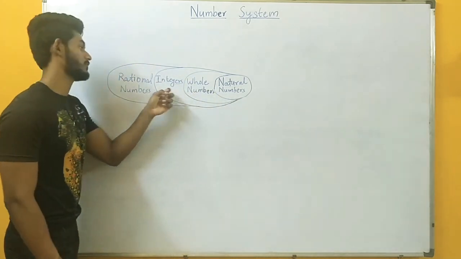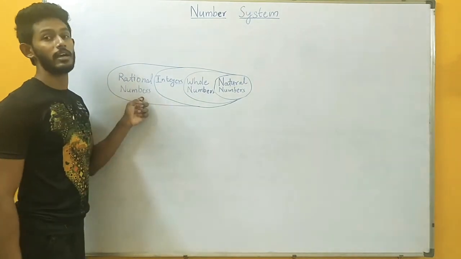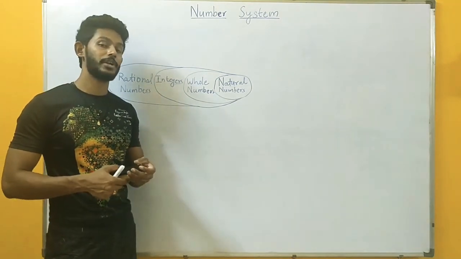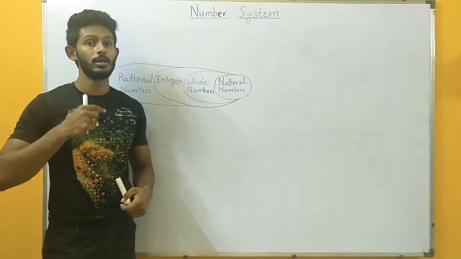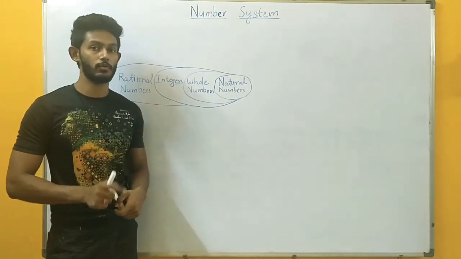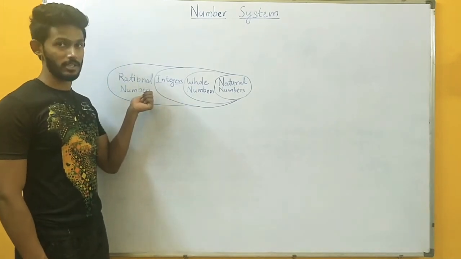Then after integers we have one more set which is bigger than integers, that is rational numbers. And the rational numbers are the numbers which can be written in the form of p upon q, where p and q are integers and q is not equal to 0. Those numbers are called rational numbers.